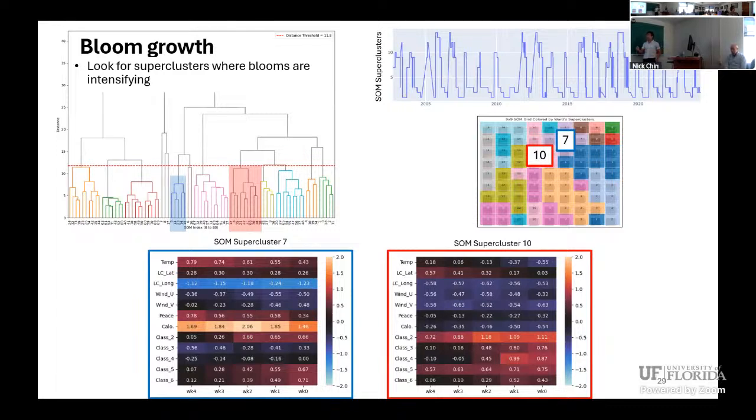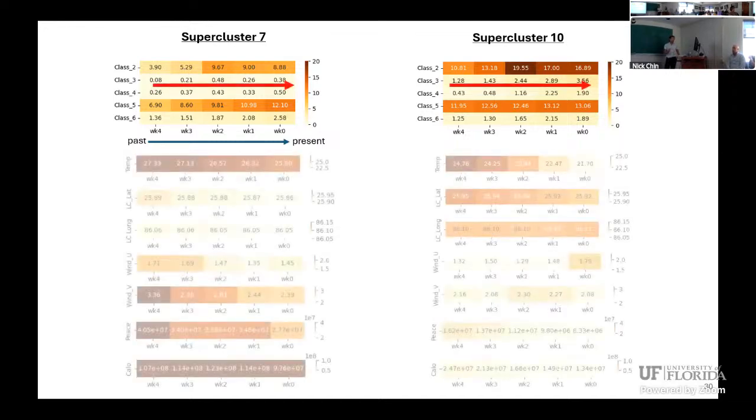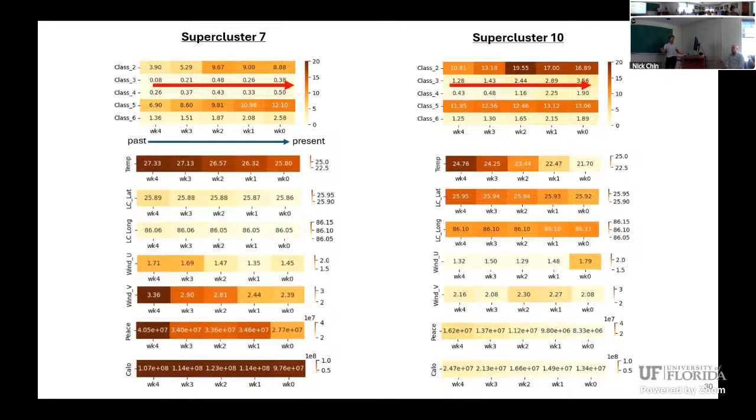So supercluster 7, supercluster 10, again, standardized. And what those look like unstandardized. So we can see the classes, or our bad bloom classes, magnifying in each one of these. In supercluster 7, you can start seeing class 2 and class 5 increasing rapidly, and likewise with supercluster 10, where you can see that class 2 and class 5 are getting close to 20% of the coverage of Charlotte Harbor in those particular times. And these are our features of interest and the particular regimes.